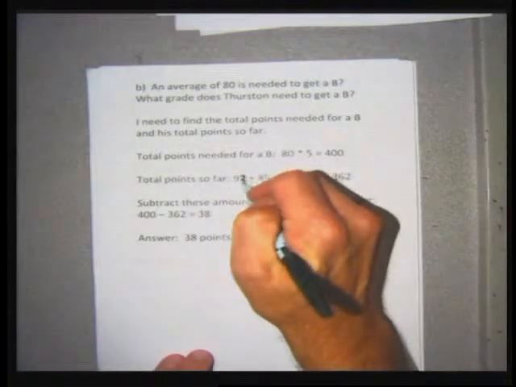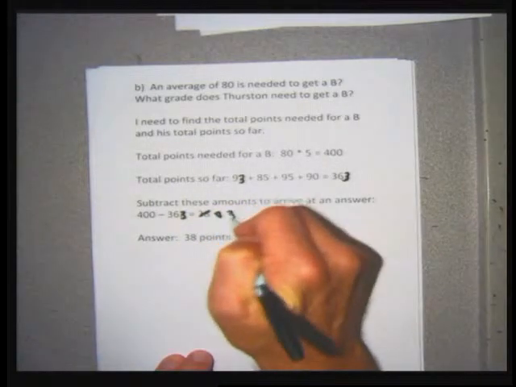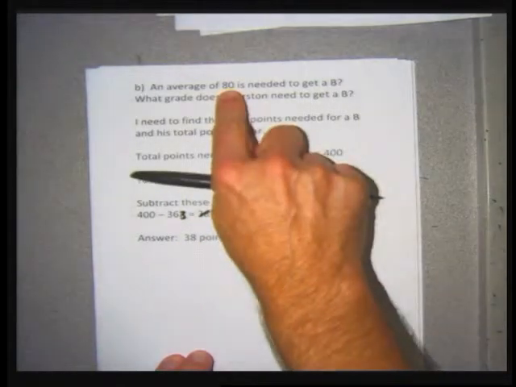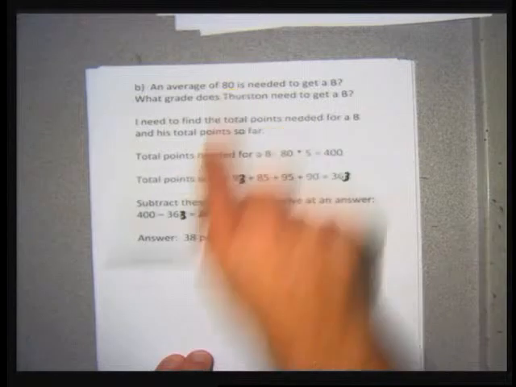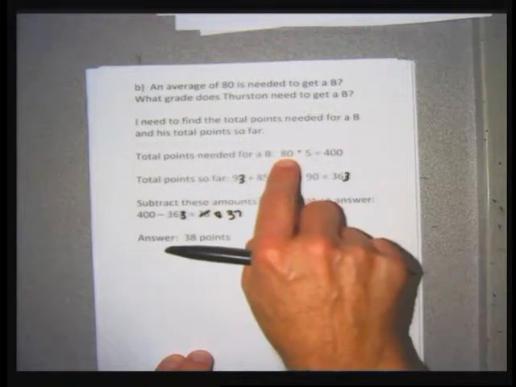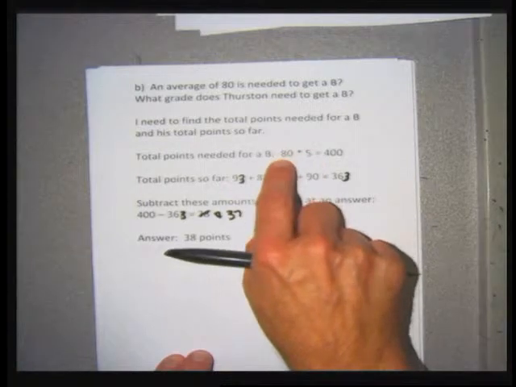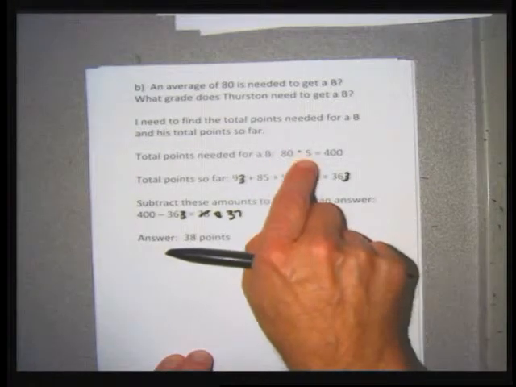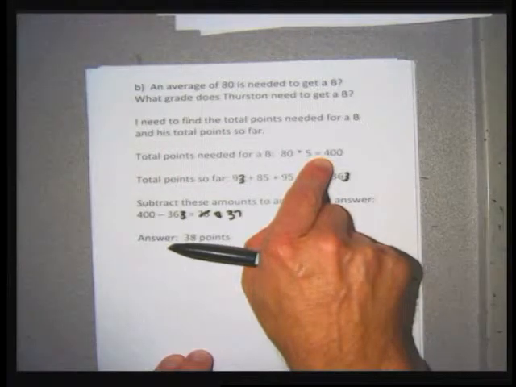Well, an average of 80 on 5 tests is needed to get a B. So first I'm going to compute how many points are needed to get a B. The total points needed is the average required times the number of tests that you need that average on. The average required is 80, on 5 tests. 80 times 5 is 400. So you would need 400 points in this class to get a B.